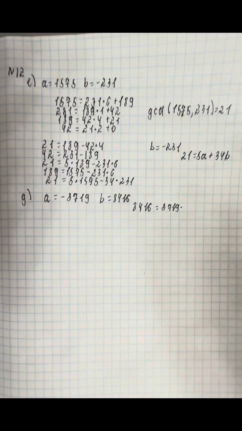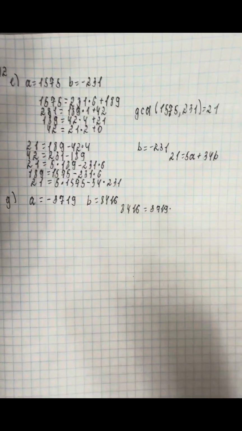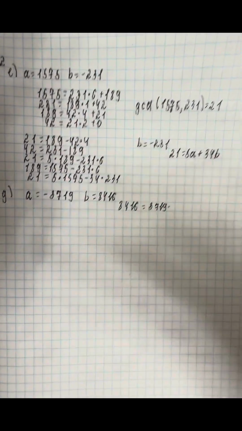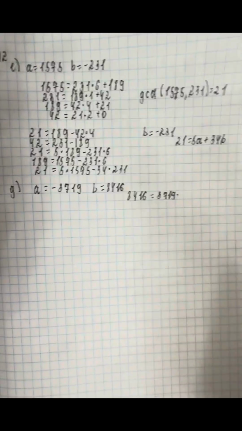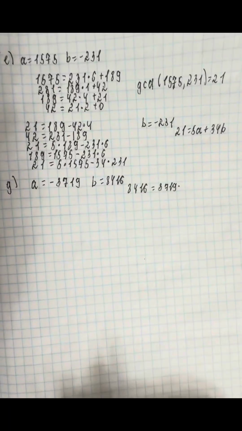And next one, part G. We're given A, negative 3,719, and B, 8,416. And I apply the Euclidean algorithm again, step by step, dividing, and I started.